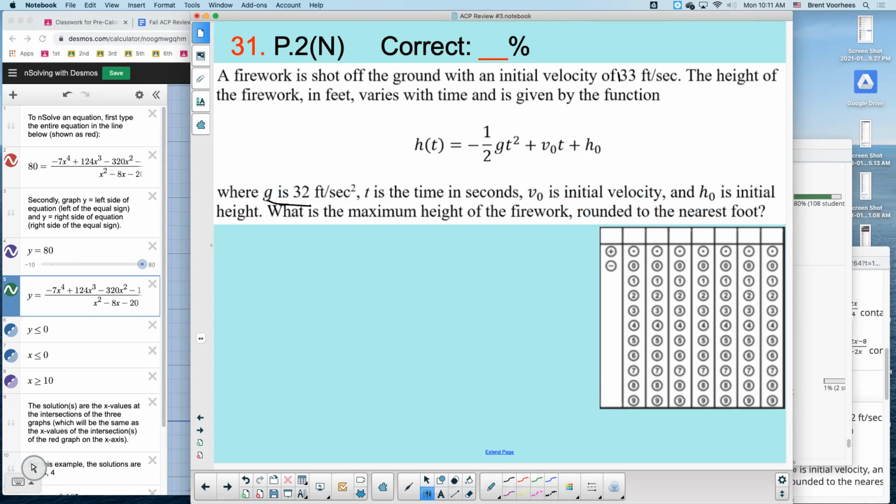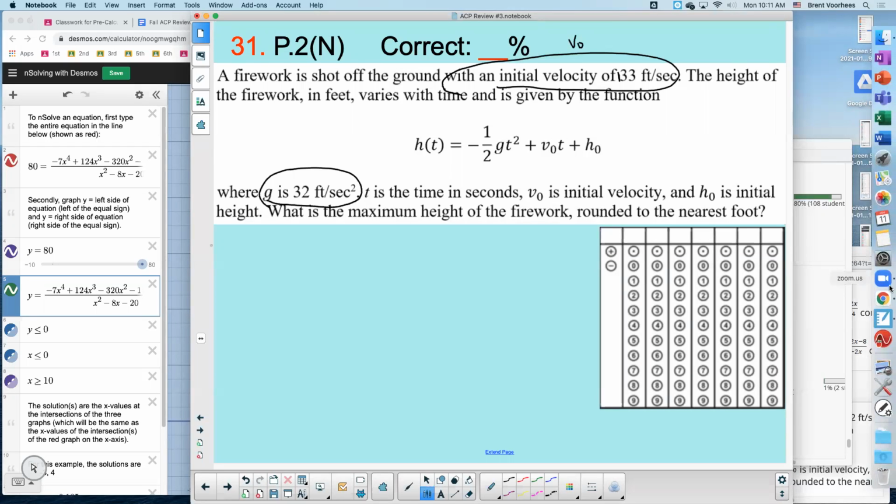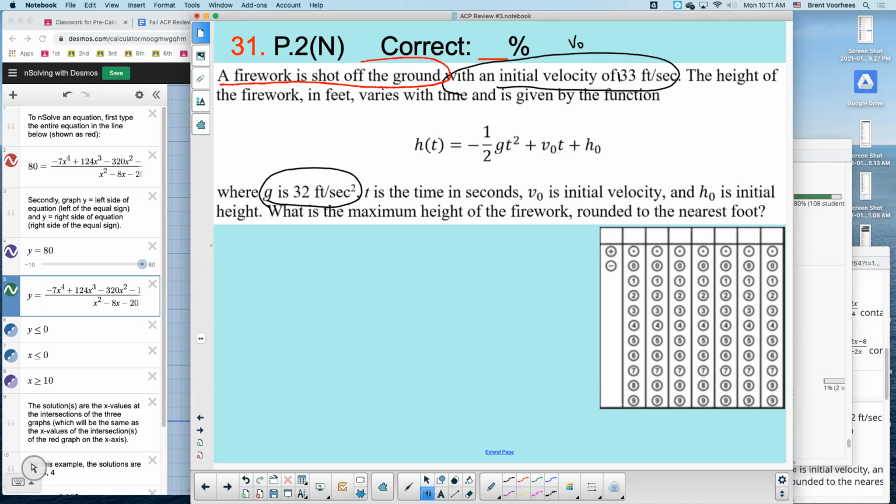Okay, so let's plug stuff in. It tells me g. That's good. It tells me my initial velocity. According to the problem, v0 is the initial velocity. There's a very important statement in the very first sentence: the firework is shot off the ground. Off the ground is telling you something about the problem. It's telling you about your initial height. If it's shot off the ground, what's the initial height? 0. Very good.